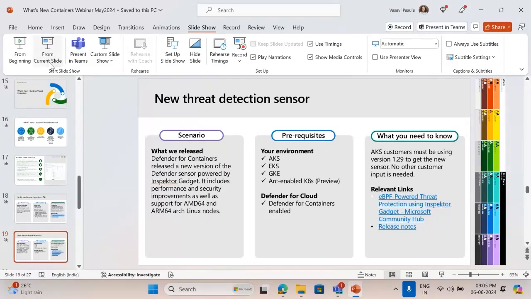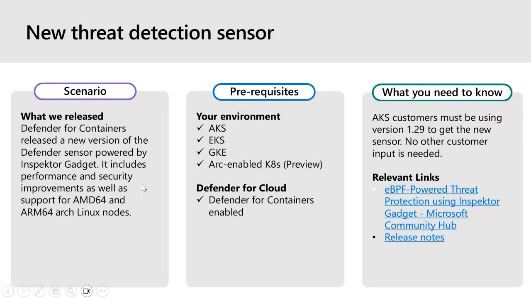Yeah, going back. As I said, there is a new threat detection sensor that we have announced recently. In February, Defender for Containers released its new sensor component, which is powered by Inspektor Gadget. This new sensor will collect the events at the kernel level, which includes the events from the host as well as the container level. And this strengthens the runtime protection capabilities, and the new sensor also supports AMD64 and ARM64 nodes.